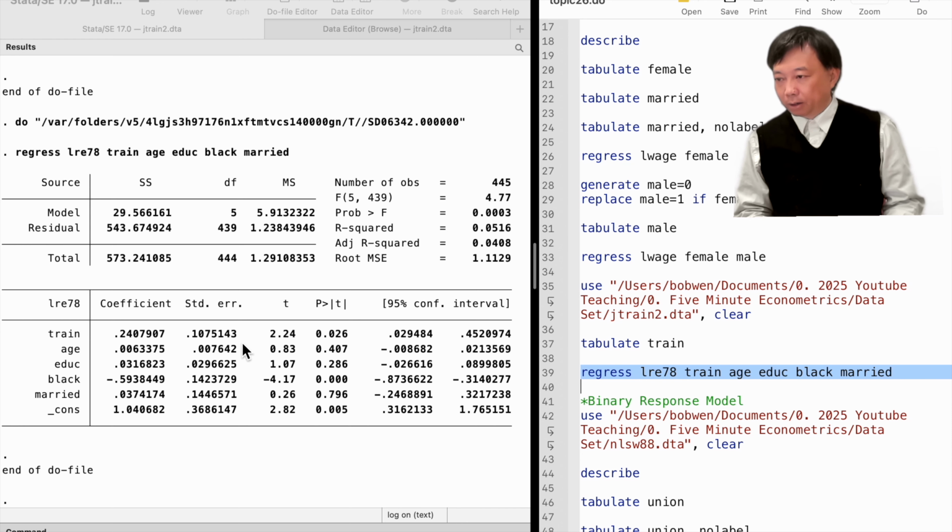The OLS estimated coefficient for job training is 0.24. It suggests that, on average, workers who received job training earn 24% more than those who did not, holding other relevant factors constant. The coefficient is significantly different from 0 at the 5% level.